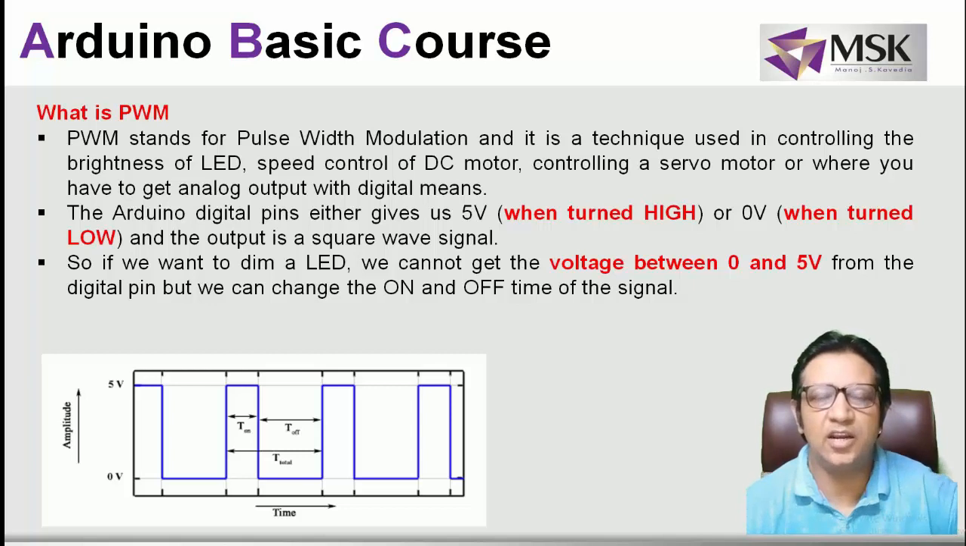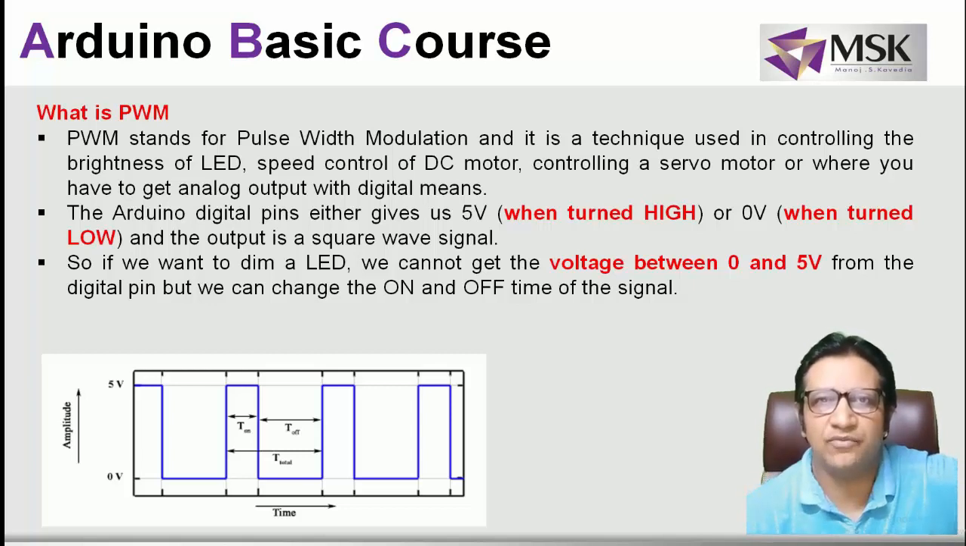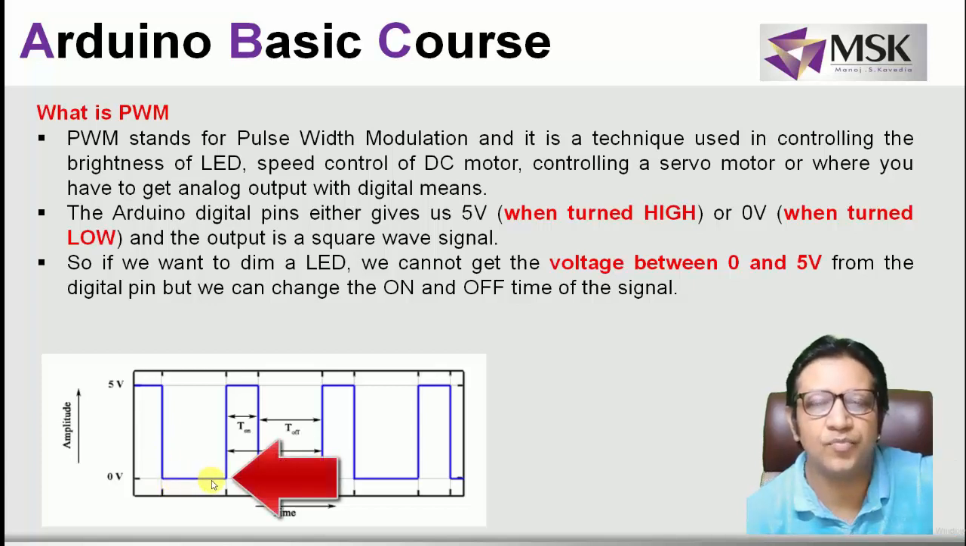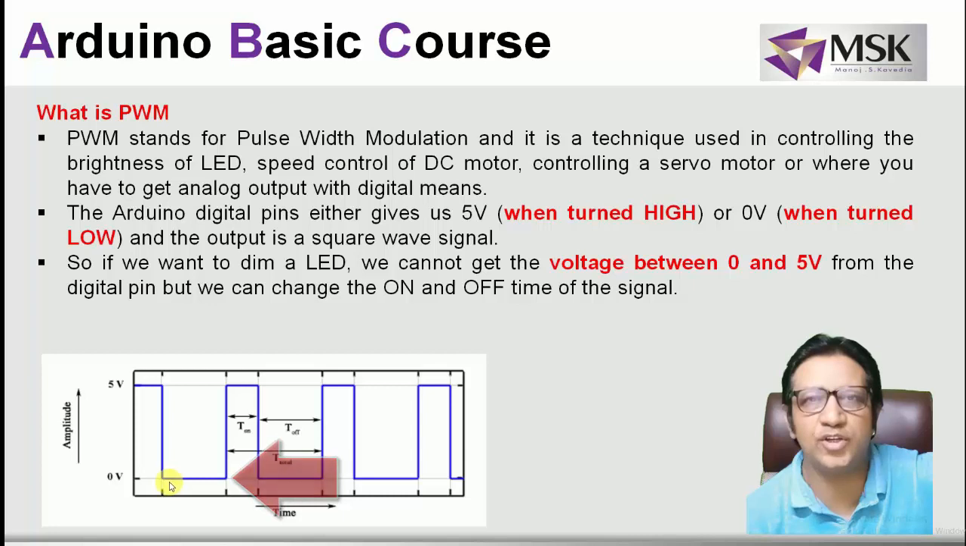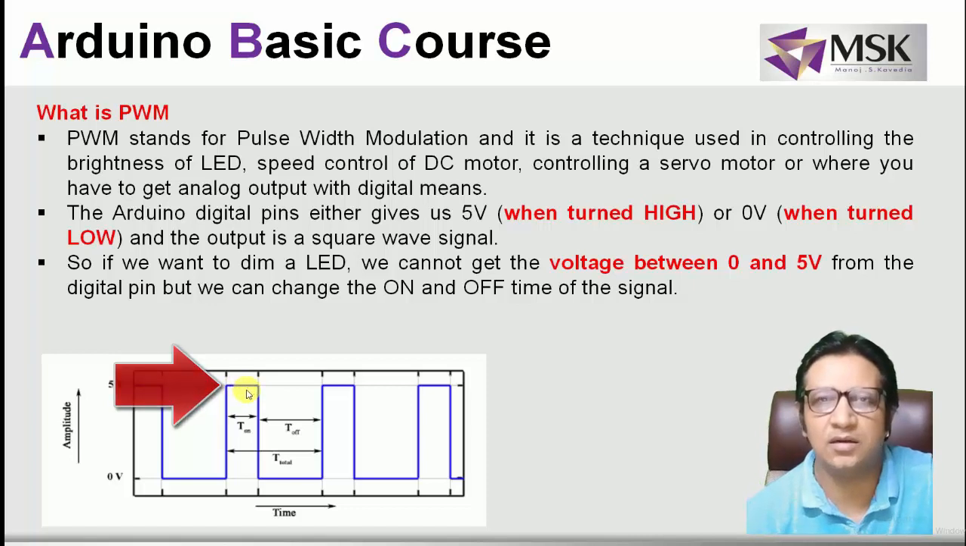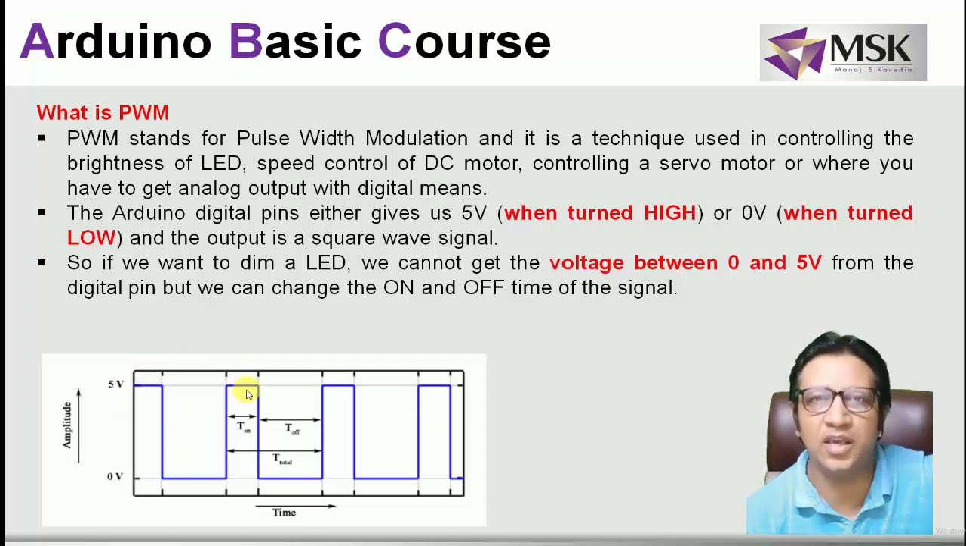So on the screen you can see the wave which has high as well as low. This is the low time duration, and this is the high time duration. So high is T on and low is T off.